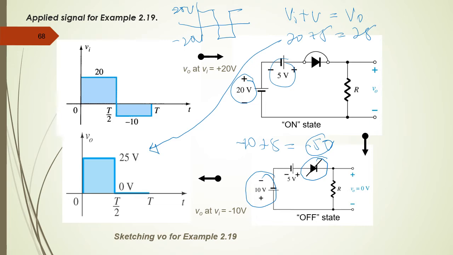So in the second half cycle of the square wave, the output will be 0. So this is the actual output that you can see: 25 volt, and after that is 0.